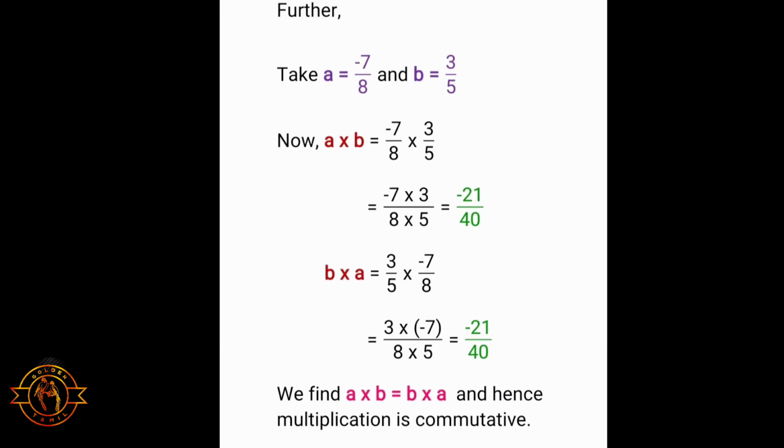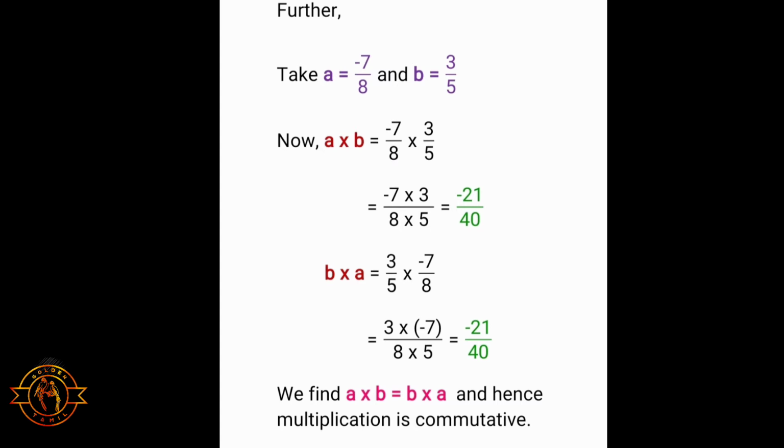And let me show an illustration for multiplication. Let us take a is equal to minus 7 by 8 and b is equal to 3 by 5. Now we are going to find a into b. What is a here? Minus 7 by 8 into b here, 3 by 5. Multiplying the corresponding numerators and denominators, we get minus 21 divided by 40.